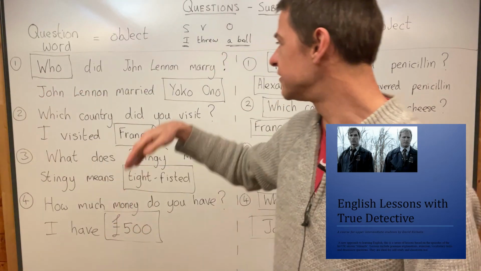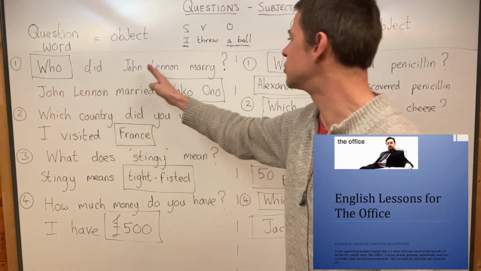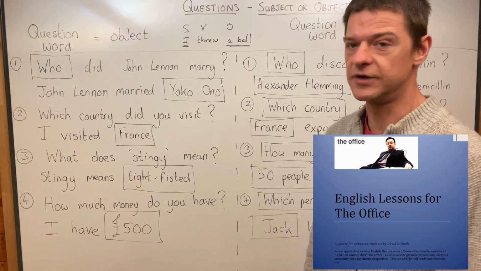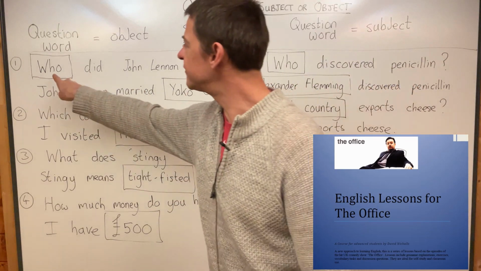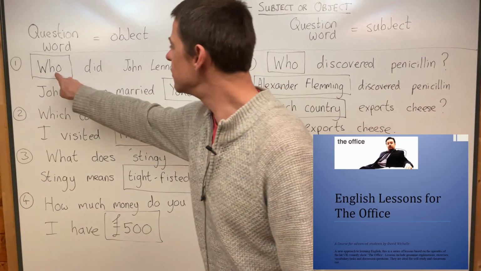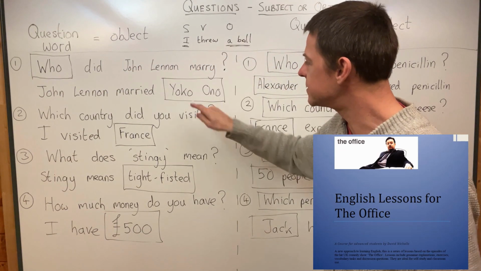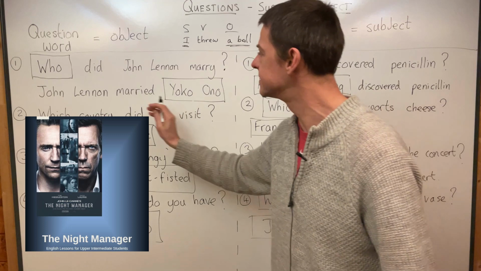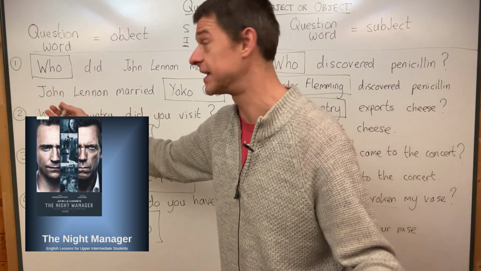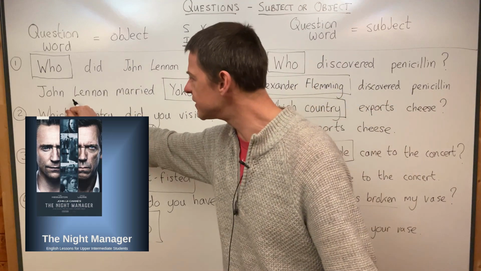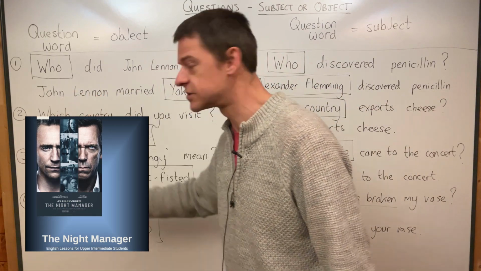Because if we look at this first sentence, who did John Lennon marry? John Lennon married Yoko Ono. What I want you to notice is that the who is referring to Yoko Ono, and the who is the object of the answer. Yeah, it's the object. It's the person who was married, who married John Lennon. Yeah, they got married. But it's the object. It's not the subject. Okay, that's very important.